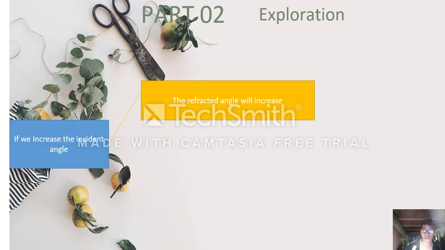And we get the reason that the relationship between them is directly proportional, or i over r equals a constant. What is i? i is the value of the incident angle, and r is the value of the refracted angle. But some students may not know: when we increase the incident angle, the refracted angle may decrease. Why?